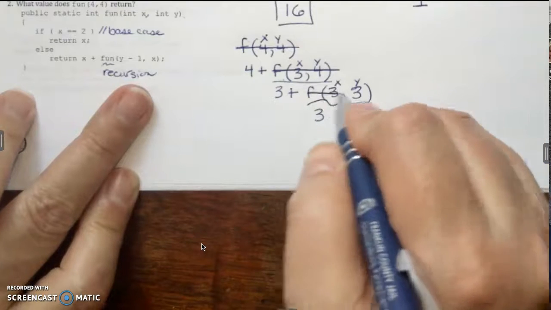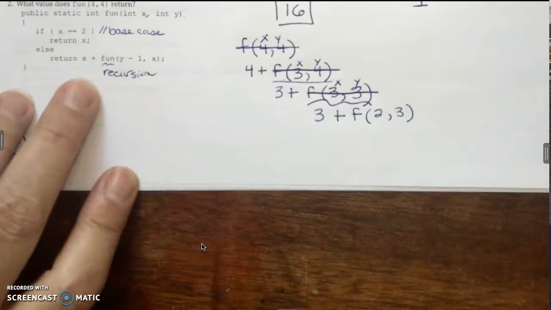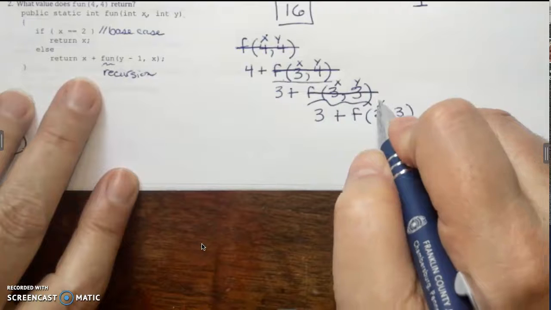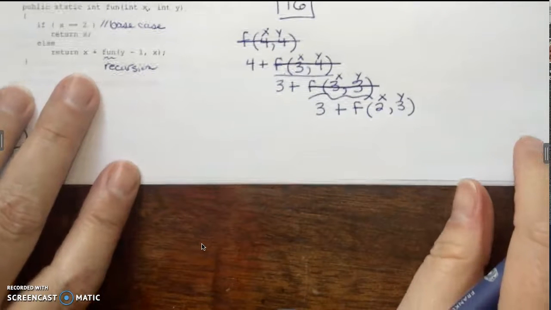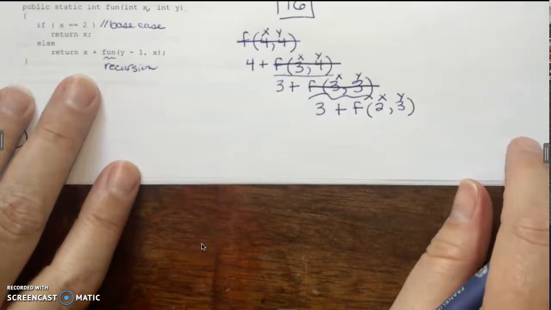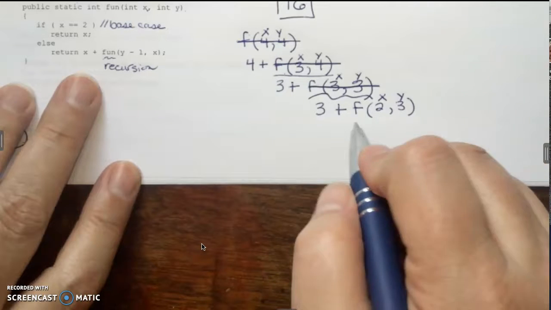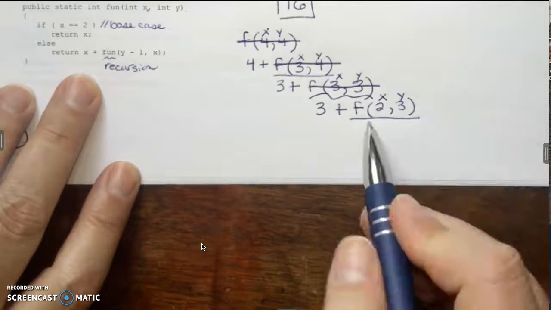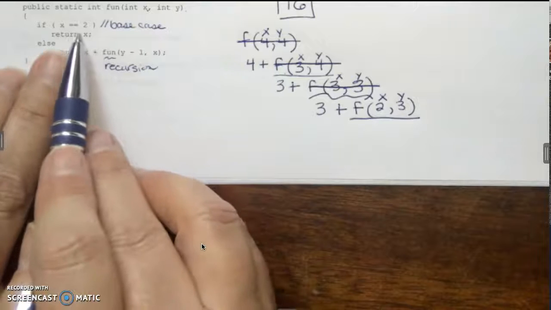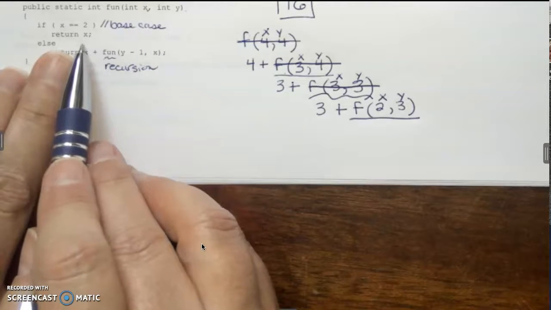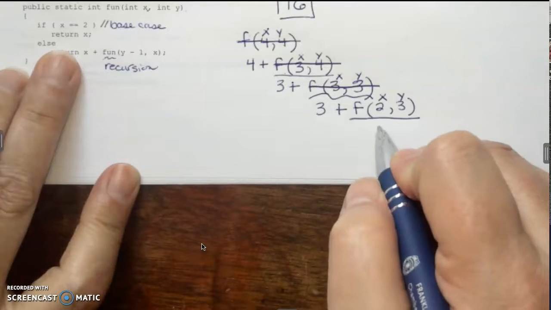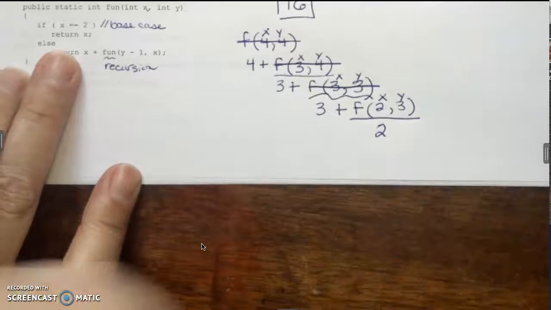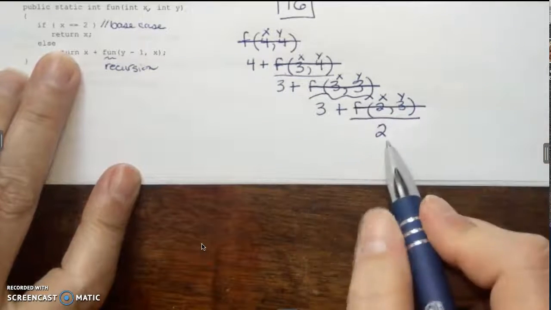So I've evaluated this recursive method call. Now I'm going to do this one, x and y. Oh yay, looks like we're at our base case, doesn't it? So this needs to be evaluated. So I come in, if x equals 2, it does return x. So I'm just going to return 2. So this whole thing gets evaluated to just 2.